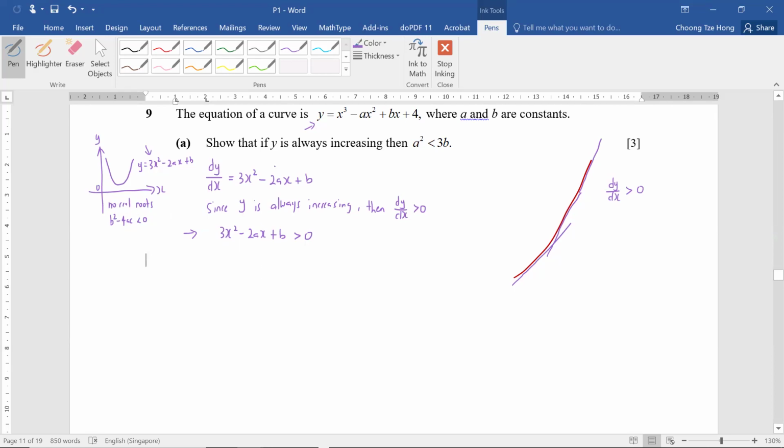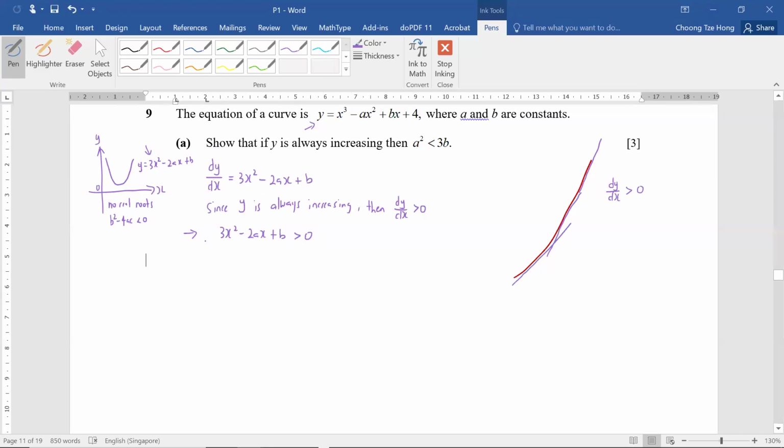Can you see it went from a question regarding an increasing function to a question regarding solving a quadratic inequality, and then after that it moved on to a question about the discriminant. No real roots means the discriminant is less than 0.